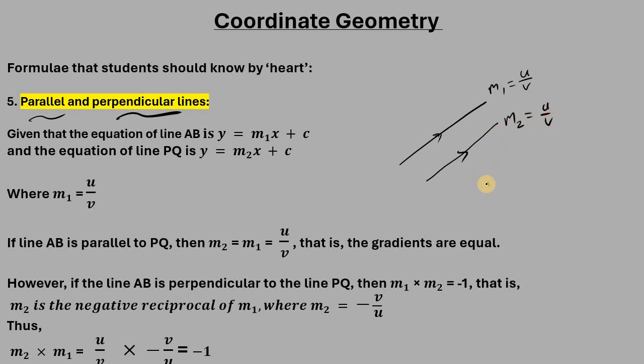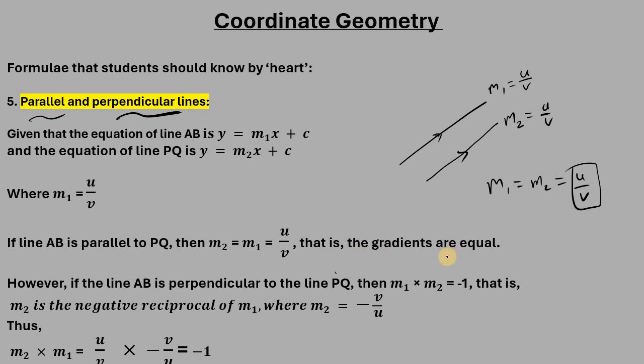In other words, m1 is the same as m2. Both gradients for these two lines respectively will be u over v, whatever numbers those are, u divided by v. Okay, and that's what it's saying here. The gradients are the same. In other words, they are equal. Now, what about perpendicular lines?